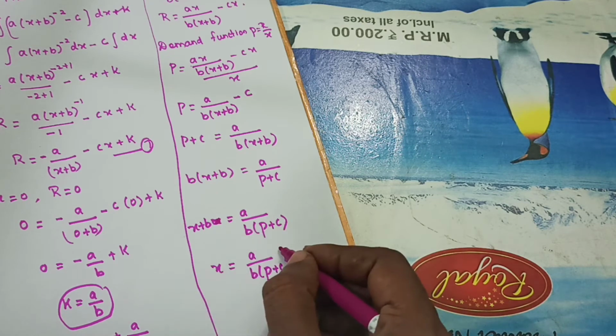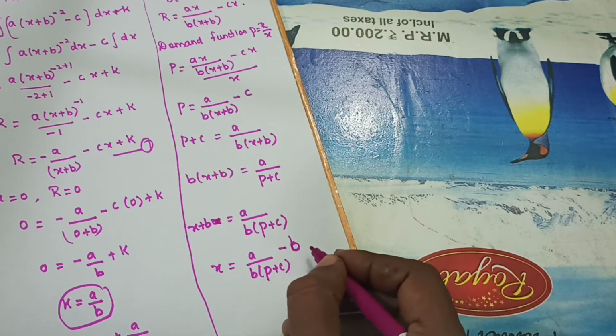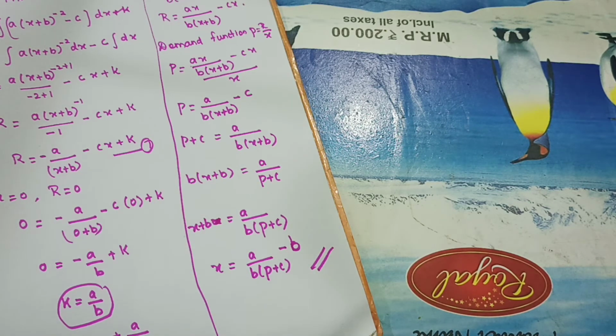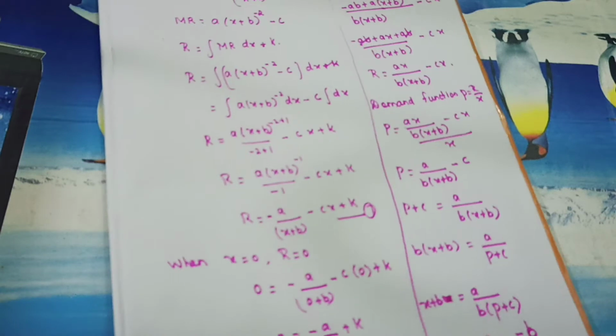Bring this plus b to this side. So minus b. Understand, this only we need to prove. Understand students? Very important question. I will repeat again. Very easy. You need to simplify carefully. Okay, so this only you need to prove. Shall we repeat again? Listen here very carefully.